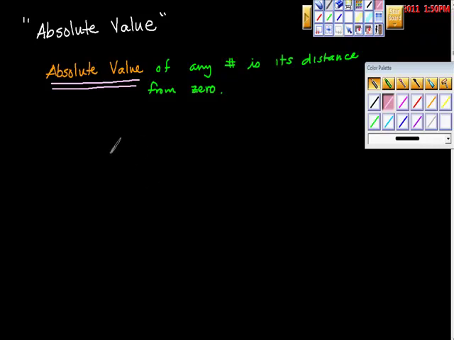So let's just start with a definition and go from there. The absolute value of any number is its distance from zero, and it's a kind of a weird thing, isn't it? So what that kind of says is this.